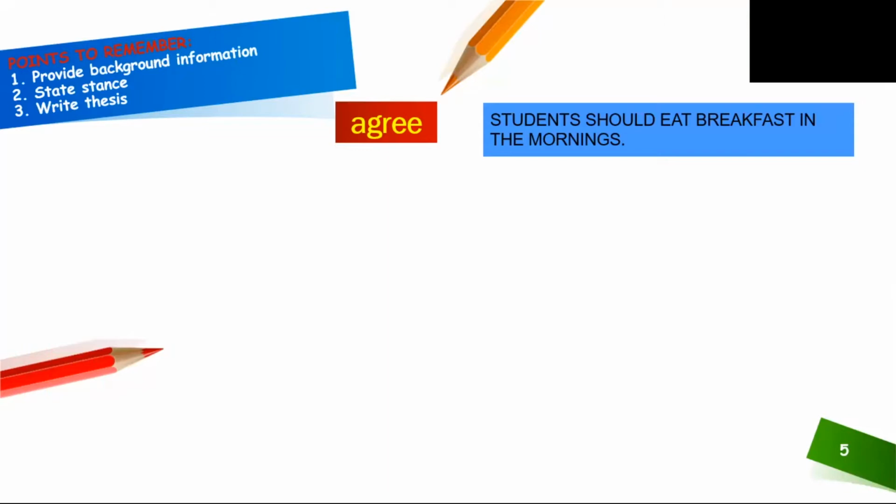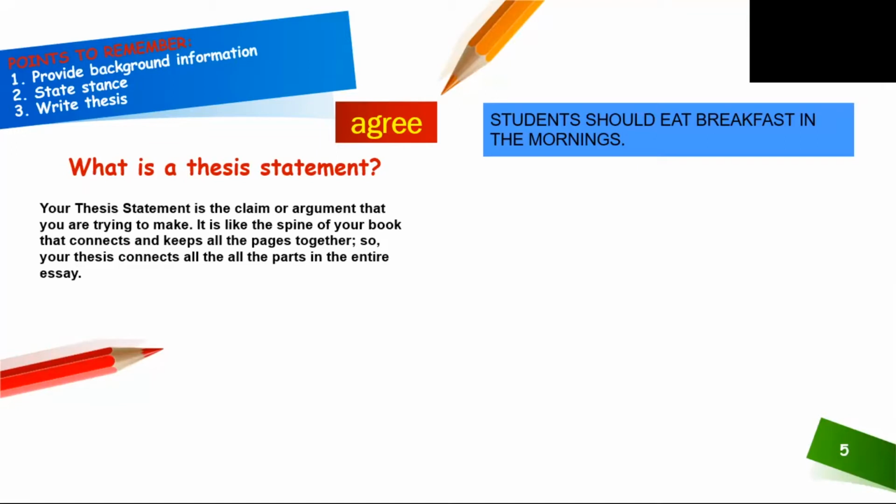Now, before you even look at the 3 points, what actually are the 3 points called? This is called your thesis statement. Your thesis statement is the claim or argument that you're trying to make. It's like the spine of a book. You know, when you open up your book and it has all of those pages glued at the edge, and if you open and shake your book, the pages remain closely compact in that book. Your thesis statement is like the spine of a book that holds all the pages together. Your thesis is going to be connecting all the parts of your essay so that it reads as one.